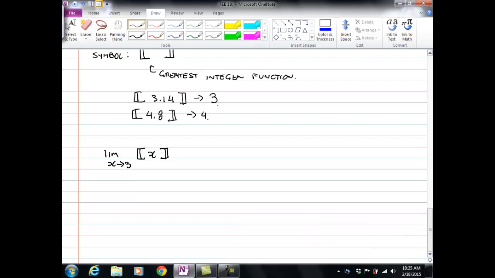So if I look at this, I can go lim x approaches 3 from the right of x. And if I do that, well, that's easy, 3. But if I go lim x approaches 3 from the left, and I choose a number, say 2.999, that number really ends up being 2. So therefore, this limit does not exist.